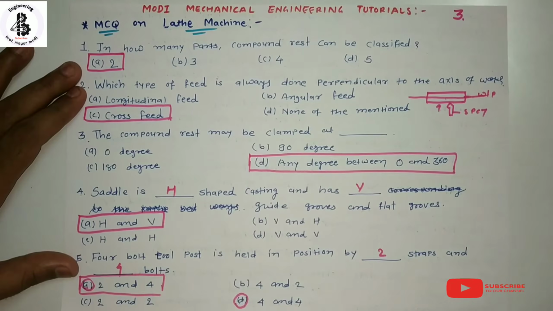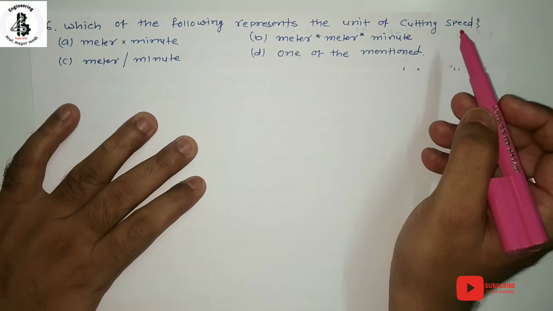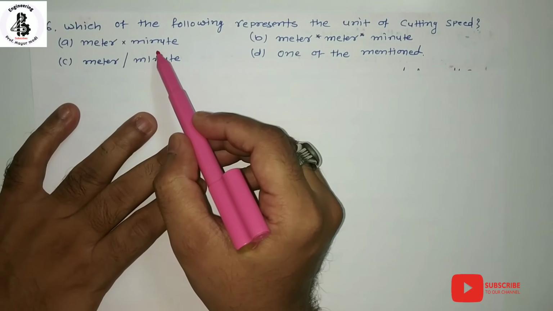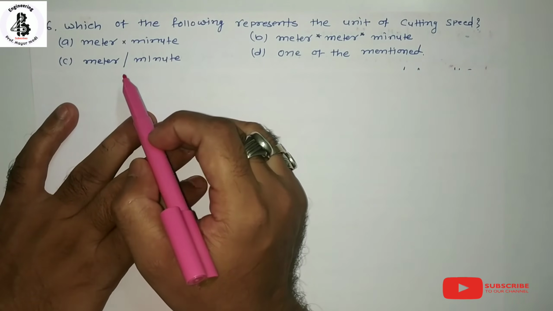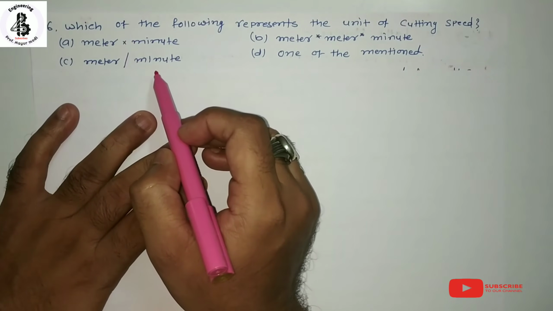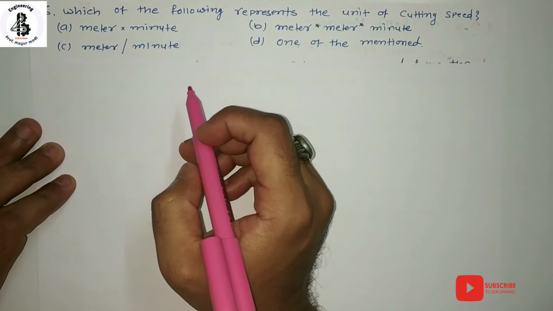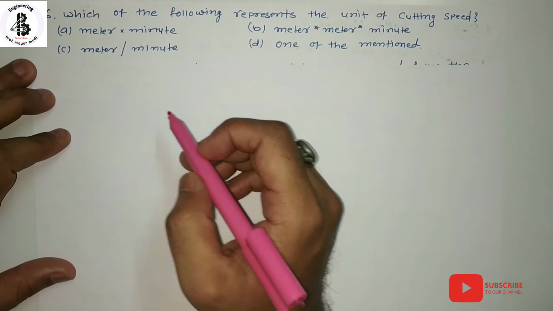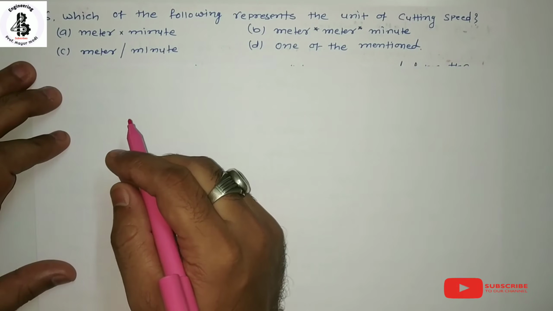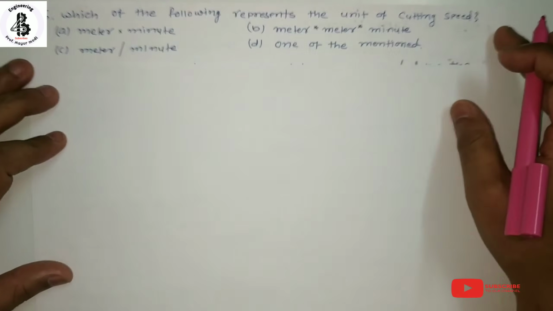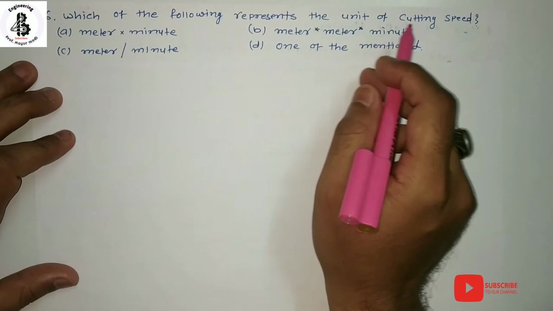So then next question, which of the following represent the unit of cutting speed? Option A, meter into minute; option B, meter into minutes; C, meter per minute; and option D, none of the mentioned. For these questions, if you want to learn in detail, there will be a link in my description for different kinds of cutting speed, feed and depth of cut on the lathe machines. So according to this, which of the following represent the unit of cutting speed?